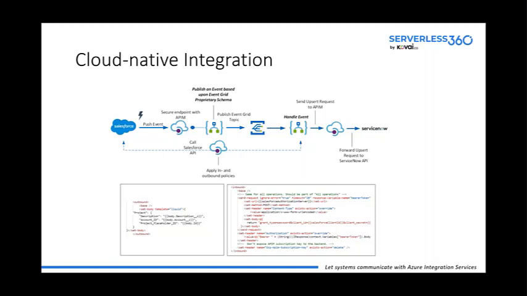Then it will push that data back to the logic app, and the logic app will subsequently push that data to ServiceNow, where there will be an additional mapping to the format that ServiceNow requires, and then the update is done. So this is an example of a cloud native integration between systems, again leveraging Azure API Management, Logic Apps, and also Event Grid, all part of the Azure Integration Services.